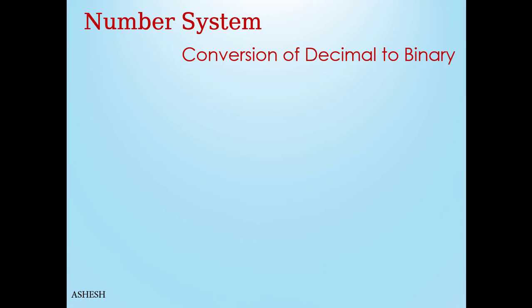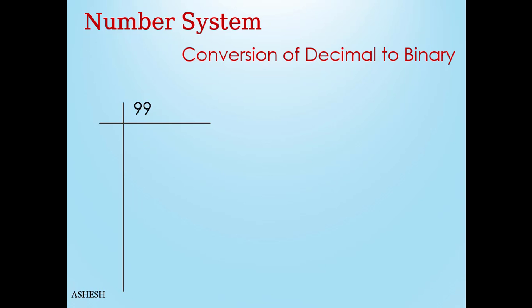Today we learn how to convert a decimal number to a binary number. So let's do some practice. First, let's convert the decimal number 99 to a binary number.